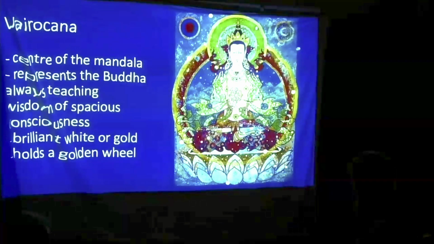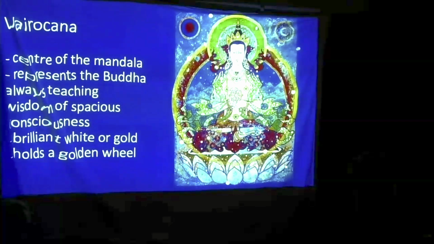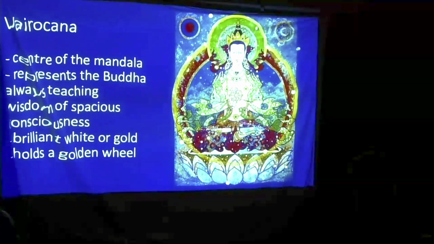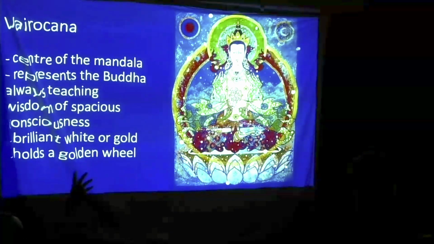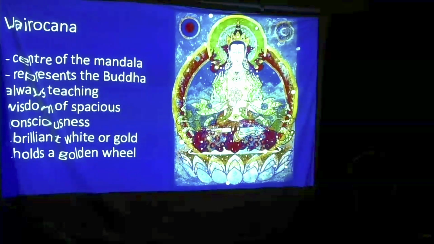And I've put in, well, here we go. So when the Buddha is at the center of the mandala, we're going to call it the 5 Buddha mandala, he is Vairochana. So he is this sort of white Buddha, and you can see here, he's holding the wheel. He's always teaching, he's holding the wheel.